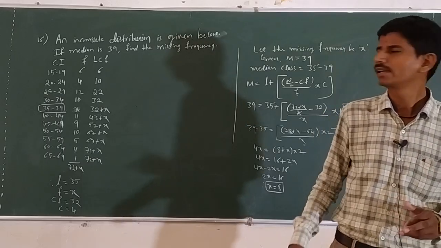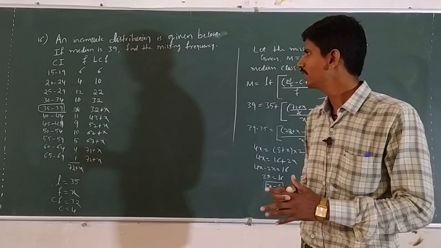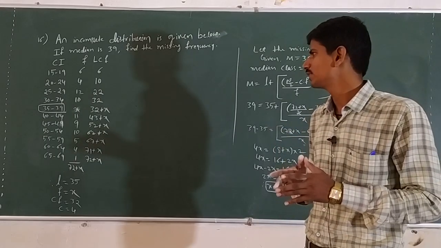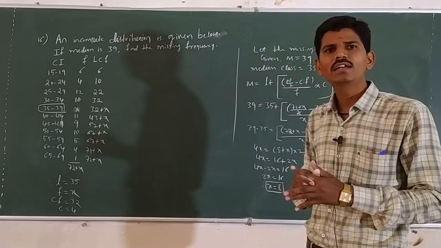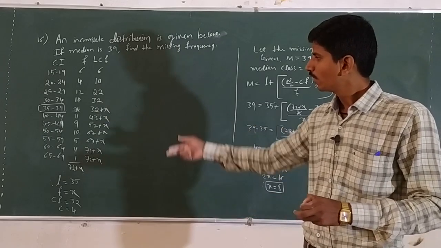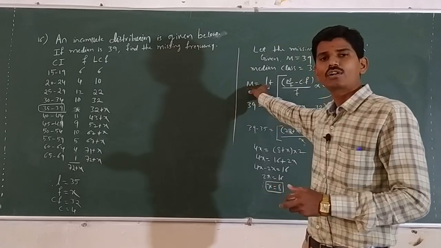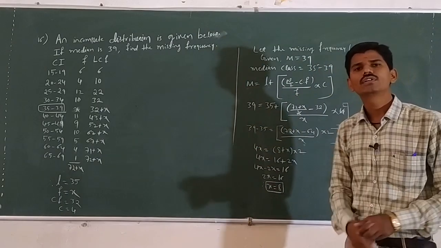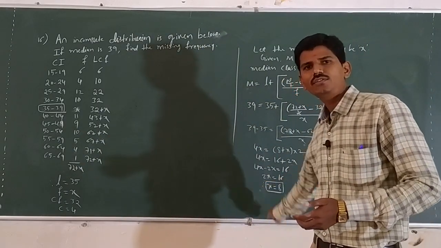Once again, here they are given class intervals with respect to frequencies. They are given the median value, 39. You have to find only the missing frequency, that is for the class 35 to 39. While calculating the median, the frequencies should be converted into LCF. Then we apply the median formula, M equal to L plus (n by 2 minus Cf) divided by f, into C. Then substitute the values, and we will get the missing frequency value x equal to 8.